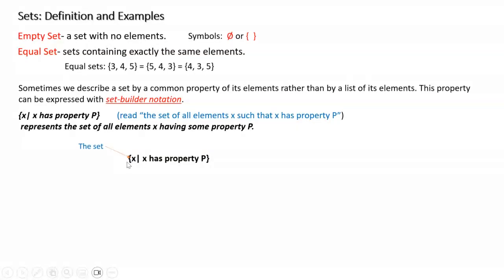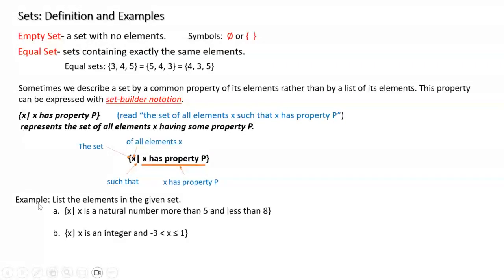The set of elements of x. The line like that, this line here, guys, means "such that". x has a property of p. This is broken down in detail. That's how you read this.